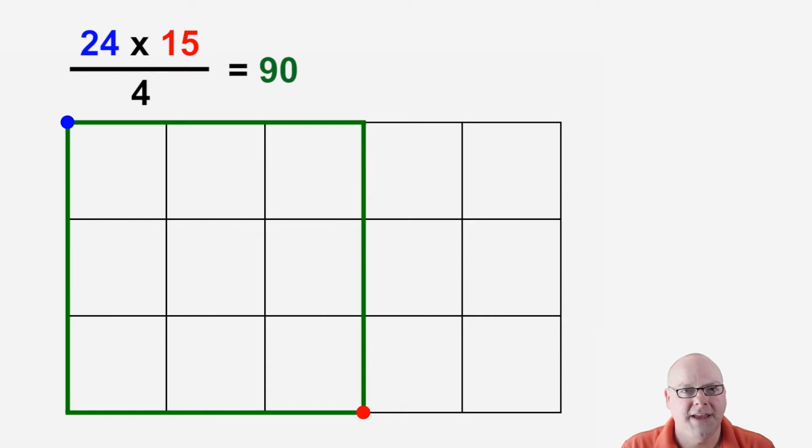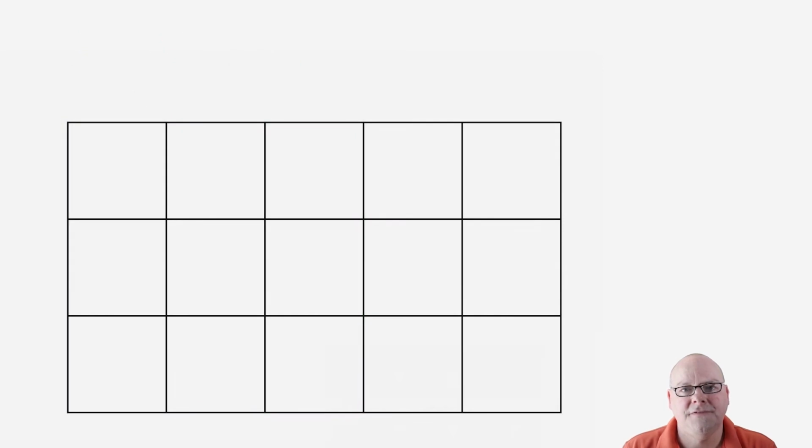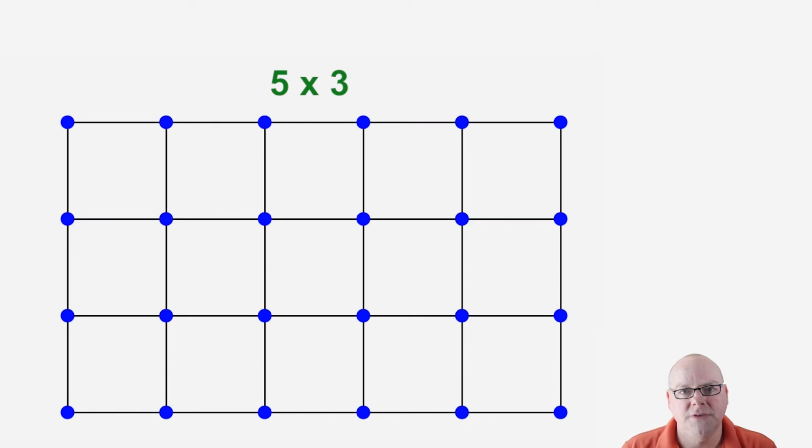Let's go through our example again, but this time let's leave out the math until we get to the end. Here's our blank 5 by 3 grid. Remember that the number of primary corners is always going to be 1 more than the number of squares on each side. So that's 6 times 4.